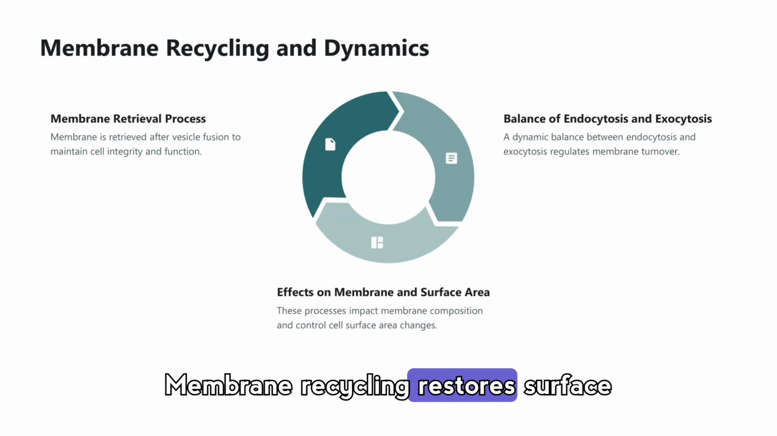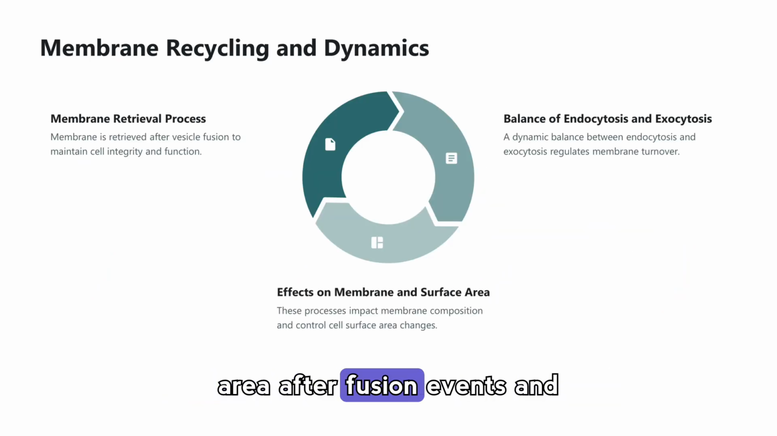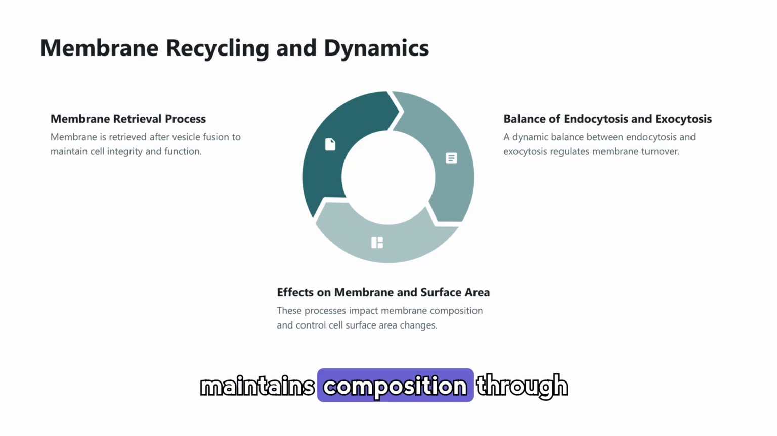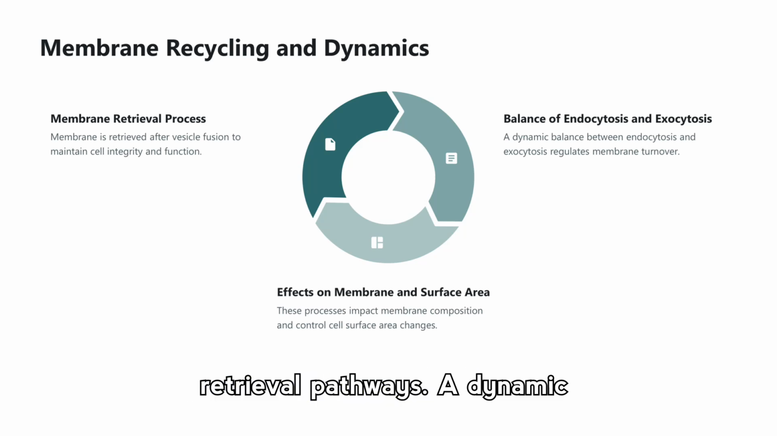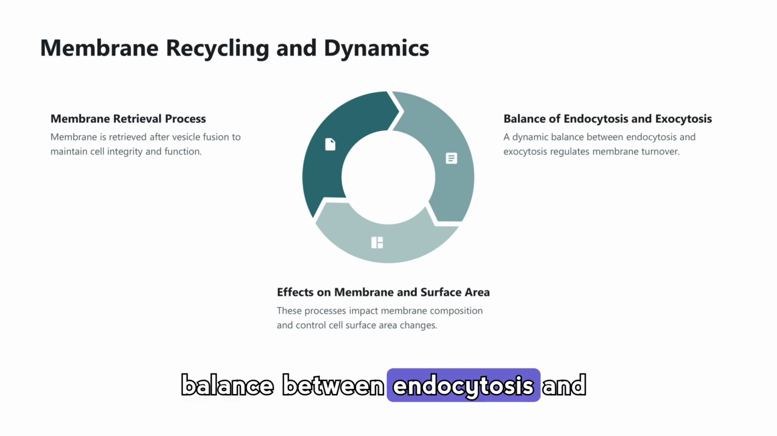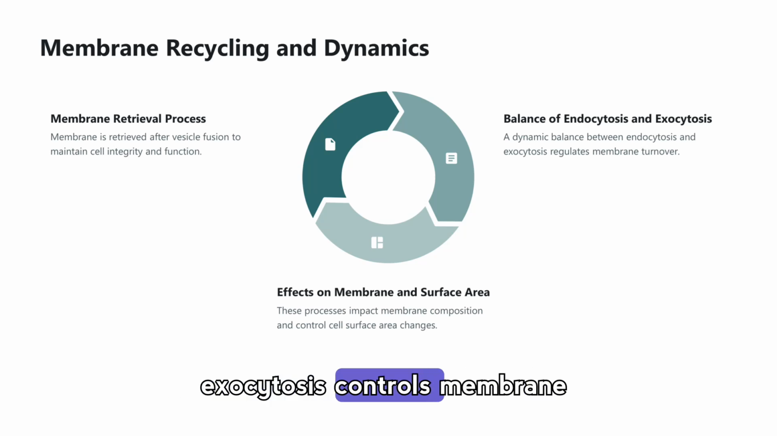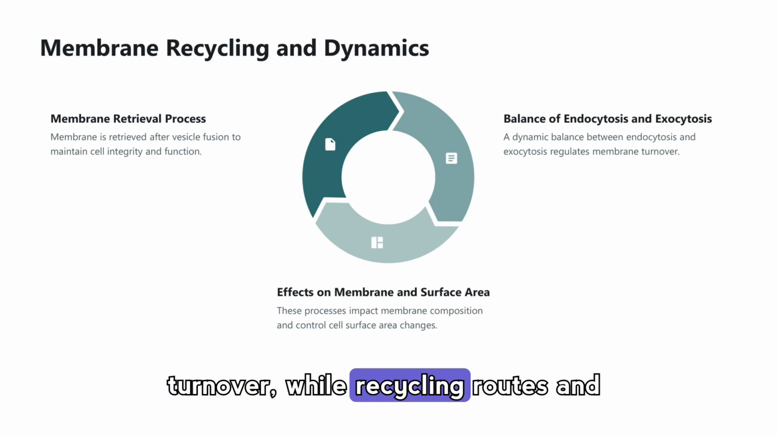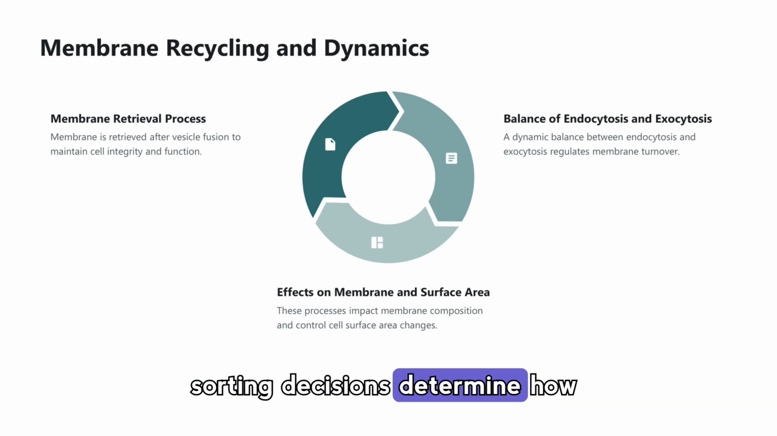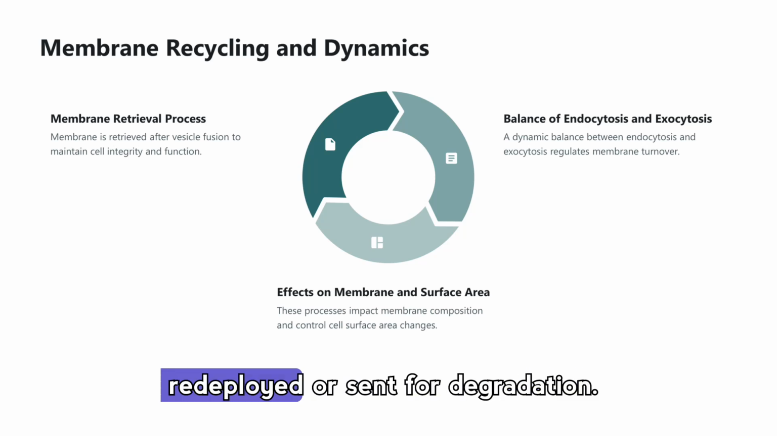Membrane recycling restores surface area after fusion events and maintains composition through retrieval pathways. A dynamic balance between endocytosis and exocytosis controls membrane turnover, while recycling routes and sorting decisions determine how transporters and receptors are redeployed or sent for degradation.